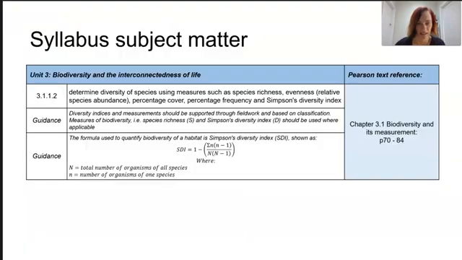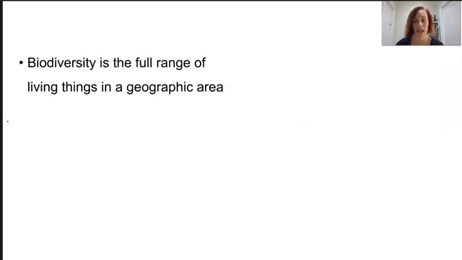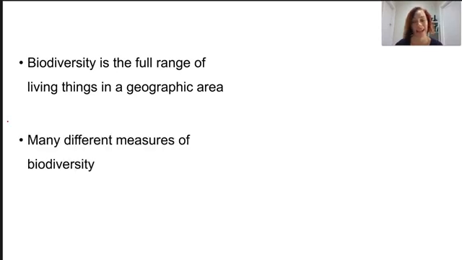Talking about measuring diversity here, we have one main point that we're focusing on with some guidance to help us out. All right, we know that diversity is the full range of living things in a geographic area, and in order to quantify how diverse an ecosystem is, ecologists need a scale or some measure to work with, right? Since there are so many different factors at play that can play a role in diversifying a community, we have to use many different measures, right? We have to consider a lot of different things.